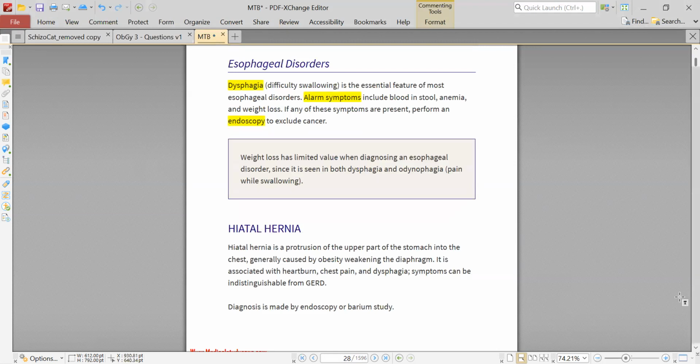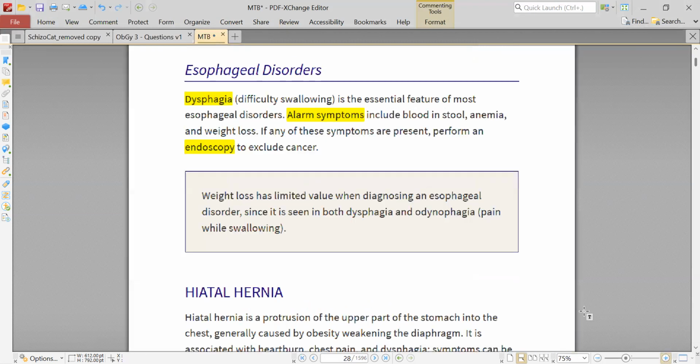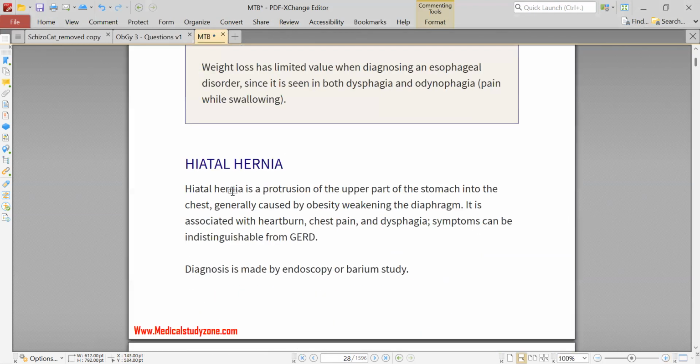Okay, hiatus hernia. The next thing is hiatus hernia. Hiatus hernia is the protrusion of the upper part of the stomach into the chest. The cause is going to be obesity. Obesity is going to weaken the diaphragm. It is associated with heartburn, chest burn, and dysphagia.